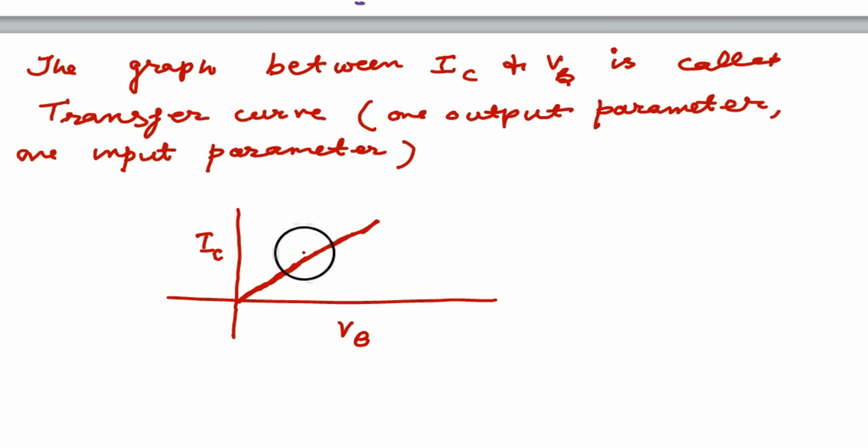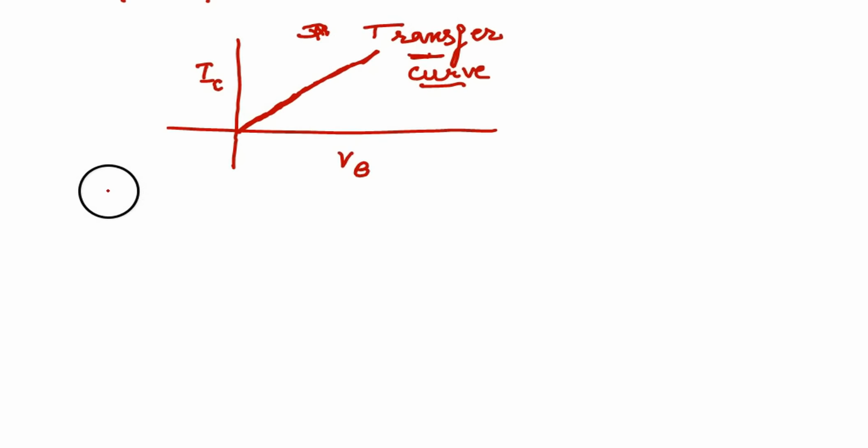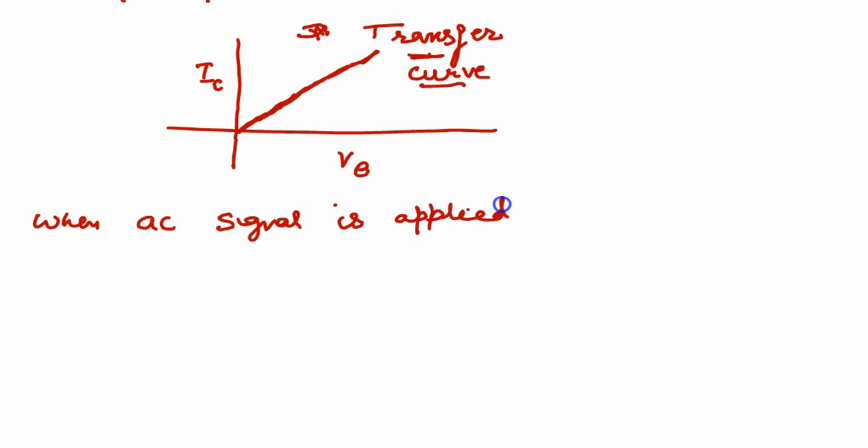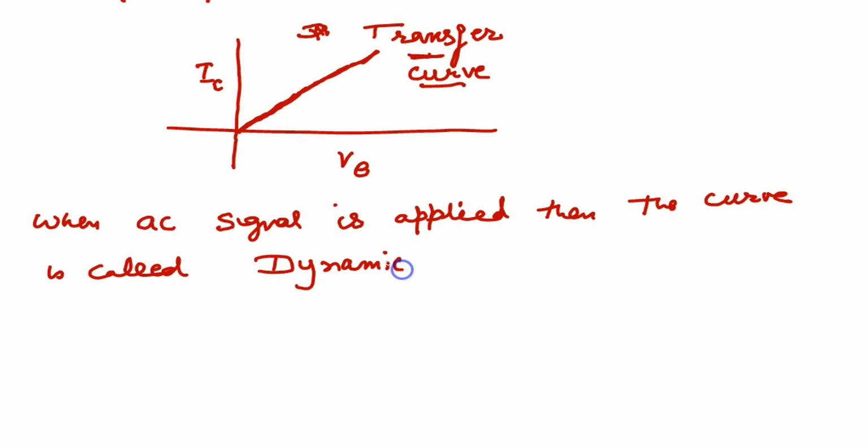This is a straight line, the graph between VB and IC, but it is a straight line only to some extent. When an AC signal is applied, the curve is called the dynamic transfer curve.